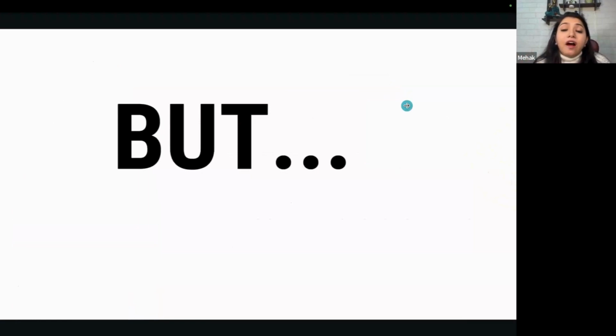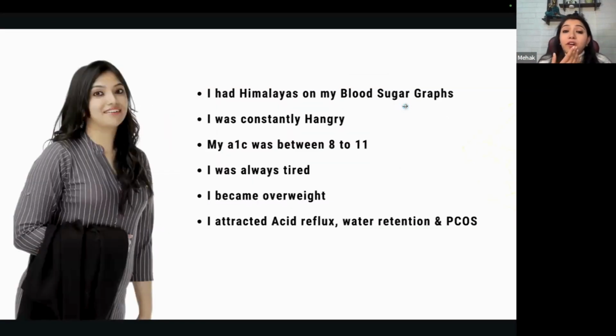But people think that after being put on insulin, my diabetes was controlled. However, my blood graph shows Himalayas. It was always high, low, high, low. I was constantly hungry. Hungry is a very funny word we use in diabetes. Hungry means I was either hungry or angry. Anybody who has diabetes and can relate to it, you are either hungry or angry.